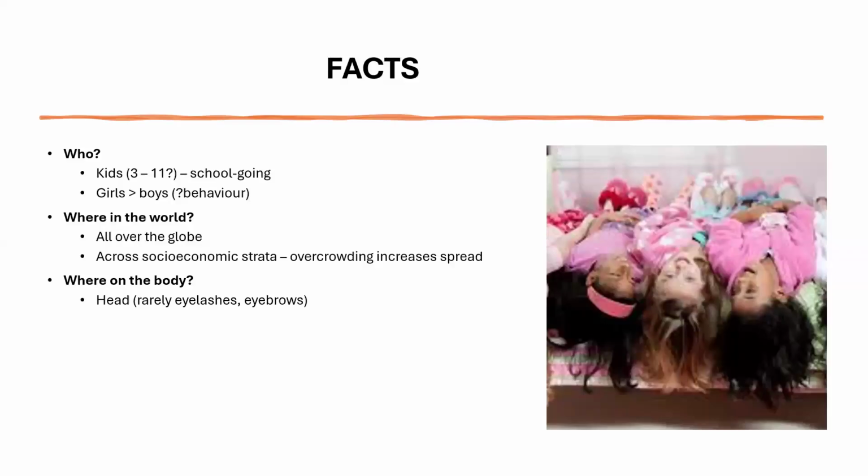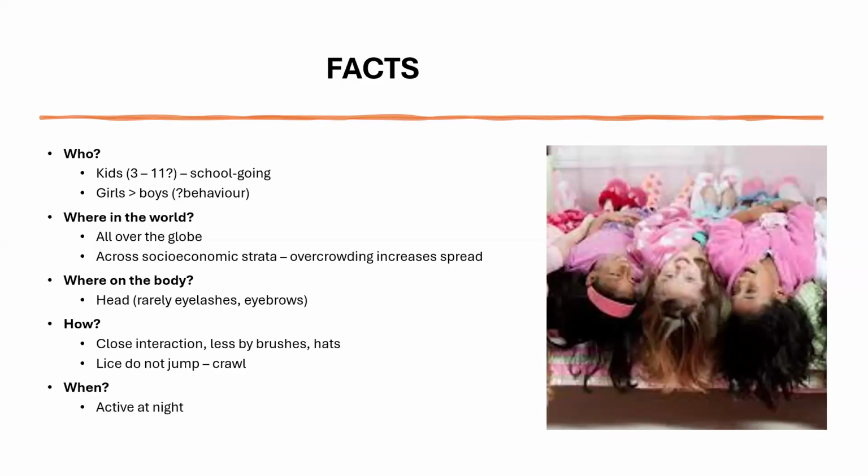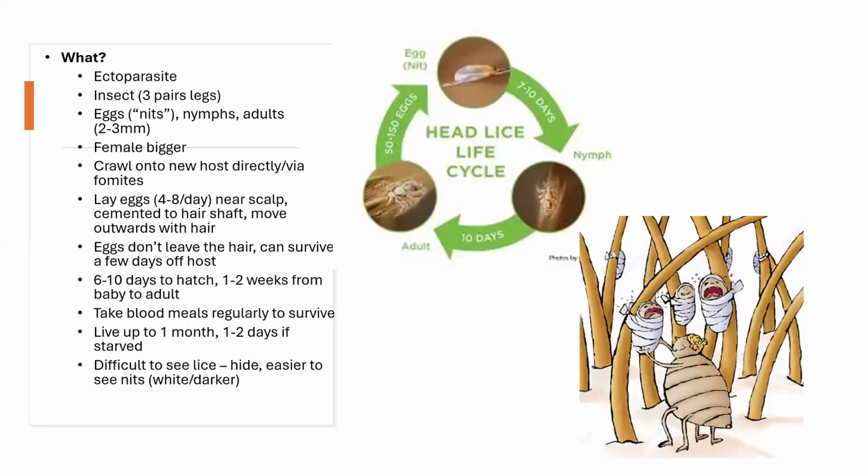They like the head. Rarely, if you've got a really big infestation, you might find some on the eyelashes or the eyebrows. It's spread by close interaction between people, head to head, and less so by brushes and hats and things that touch the head and get hair on them. It's important to know that lice do not jump, they crawl, and even walking on a flat surface isn't easy for them. So they like to crawl on heads. Most of their activity is at night, so technically a girls' slumber party is the perfect setting for lice to be spread.